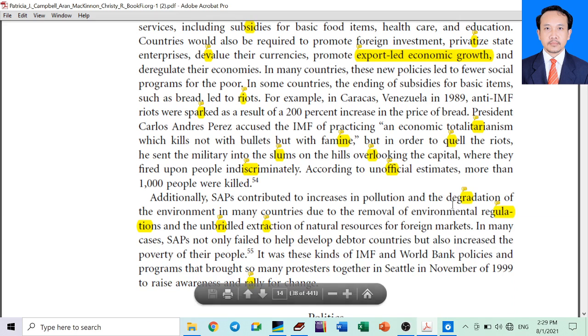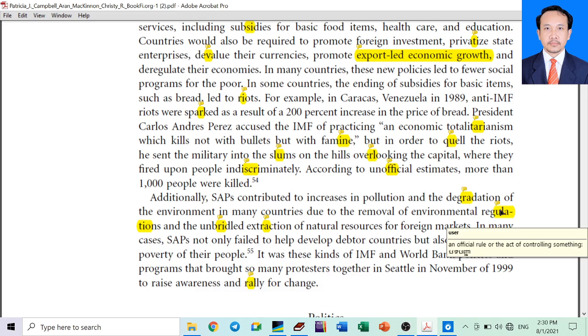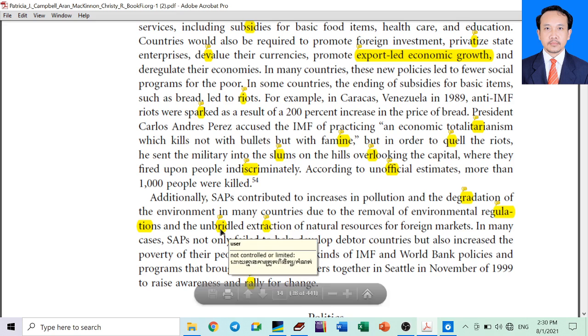And degradation. Let's pronounce it again, repeat after me if you are not sure how to pronounce this. Degradation: the process in which the beauty or quality of something is destroyed or spoiled. Degradation. And regulation: an official rule or the act of controlling something. And unbridled: not controlled or limited, unbridled.